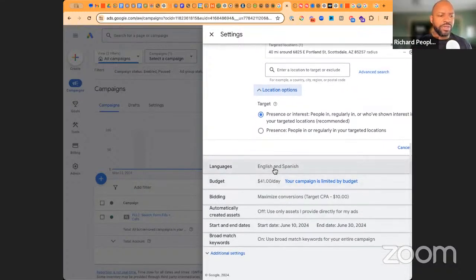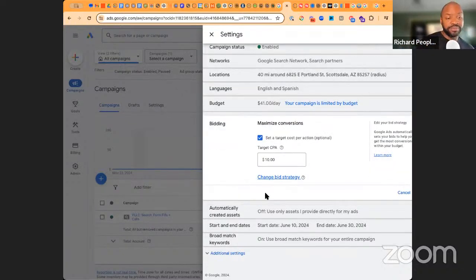Okay. You can also do by English, Spanish. You can determine how much you're going to spend per day. You can also determine how much you're willing to spend per conversion. We'll get into that later. So for instance, I'm only willing to spend $10 to get someone to call, or to get someone to fill in a form, or to get someone to come to my website. Okay.